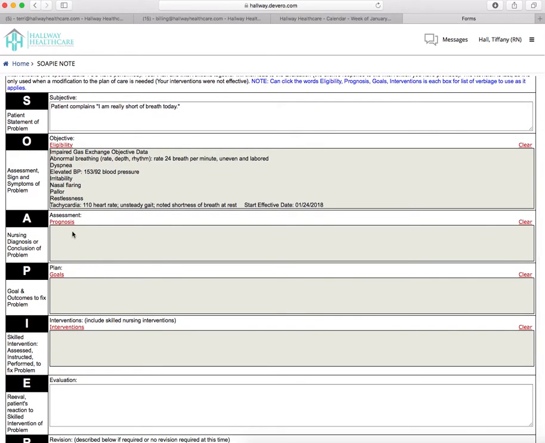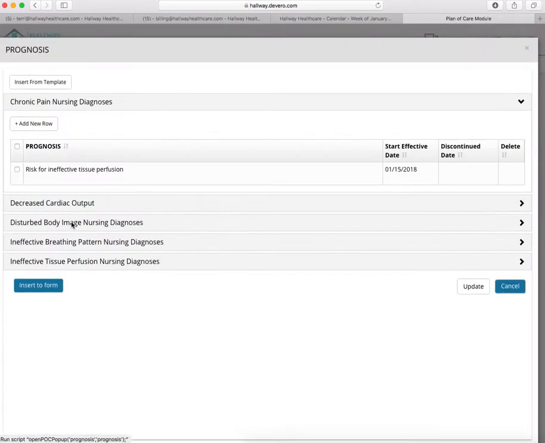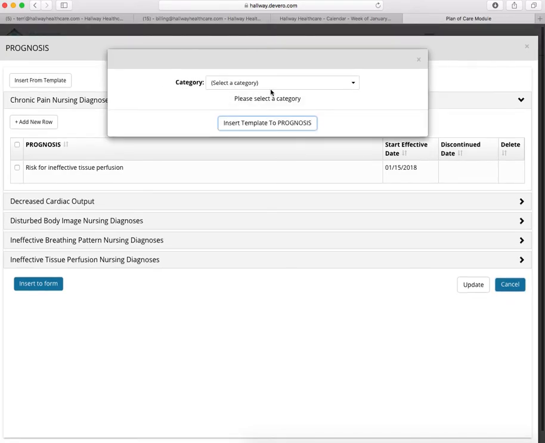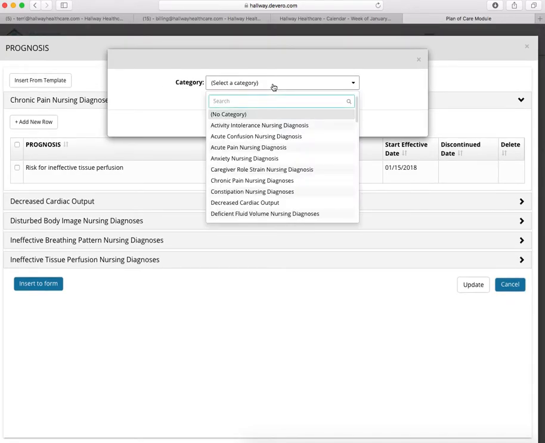So now I need to go to my nursing diagnosis. And again, I just selected impaired gas exchange objective data. So of course, what do you think my nursing diagnosis is going to be? Same thing. I'm going to stay within that category because I just got done saying impaired gas exchange objective data. So I'm not going to say my nursing diagnosis based on a desaturation.